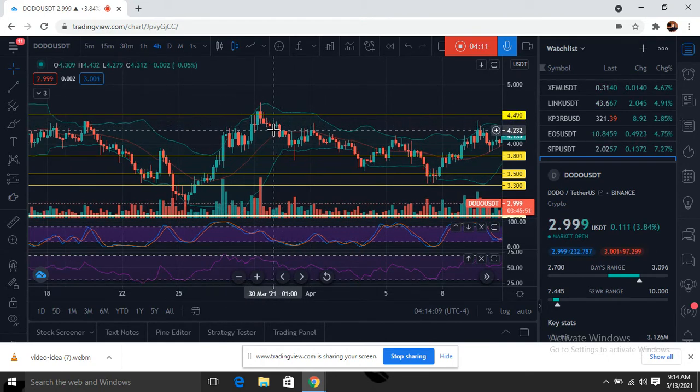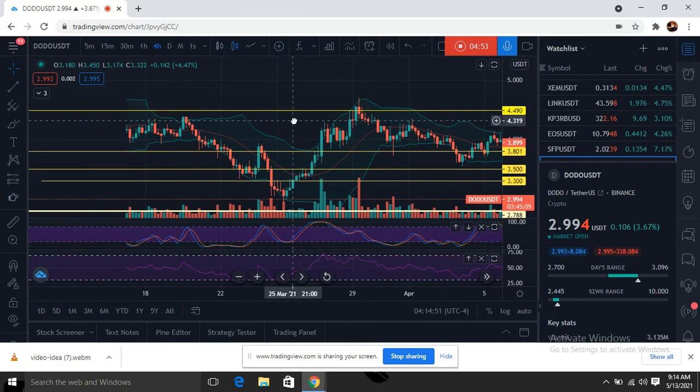Since we've seen this gravestone doji, I think we should start with this gravestone doji. A gravestone doji is formed when the opening and closing prices are at the lowest of the day, with a longer upper shadow. It signals a bearish trend. When it appears at the top of the market, it's considered a reversal signal, something like this.